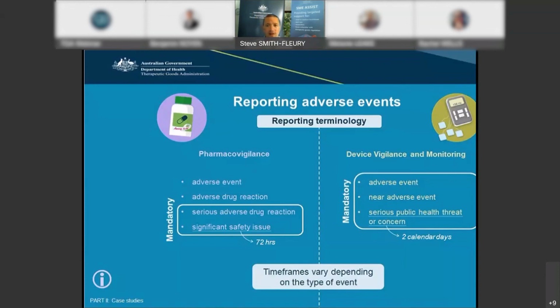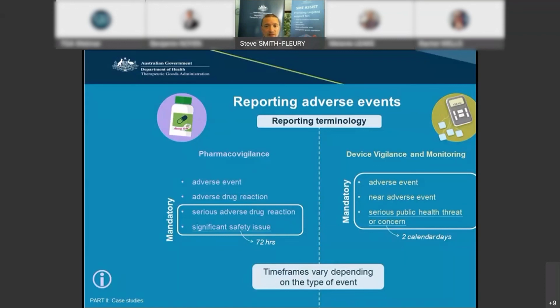Now, we might just move on here and have a look at some medical device terminology. They do have 3 main categories. So number 1 would be an adverse event. That's an event that led to death, a serious injury, or serious deterioration to a patient, user, or other person. So as you can see, this is quite different to the medicines terminology. The next we'll have a look at is a near adverse event, which is an event that may have led to death or serious injury.